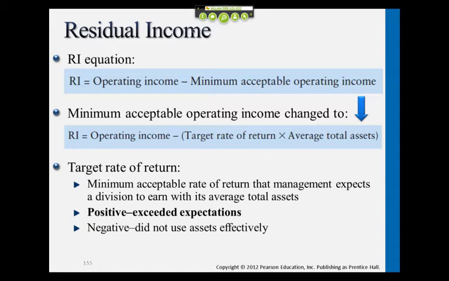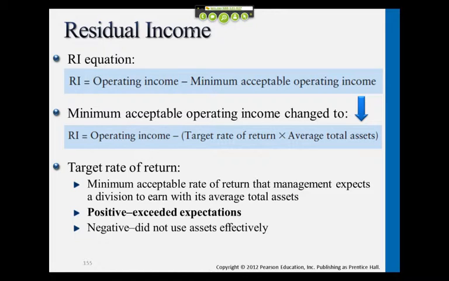The targeted rate of return is your minimum acceptable rate of return that management is expecting a division to earn. So when the relationship is positive, we're exceeding expectations. When it's negative, we're not as effective. So why would we use residual income? Again, just understanding from the definition of residual income: first, it's better than ROI in terms of goal congruence. We're working with the target rate of return and the average total assets here, and we're comparing it to the operating income. One of the big advantages is that the RI numbers are usually better than ROI at motivating our division management.